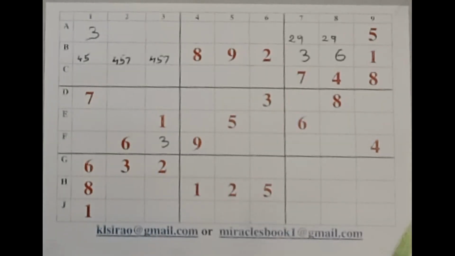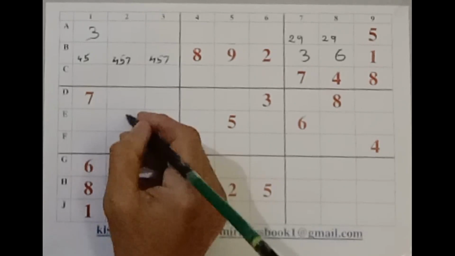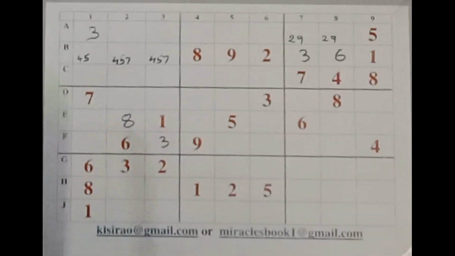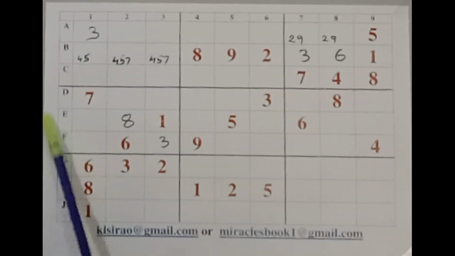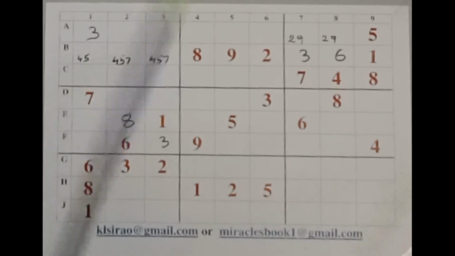Now look at this box. After writing this 3, we have an 8 here, we have an 8 there. That means this is the only place for number 8. That's very nice. Now what about these 4 cells? Can anything be done now? We have got 5 cells in this box. Let us fill them up.